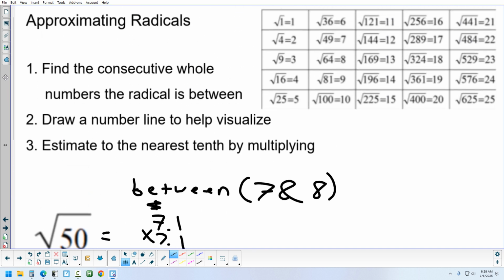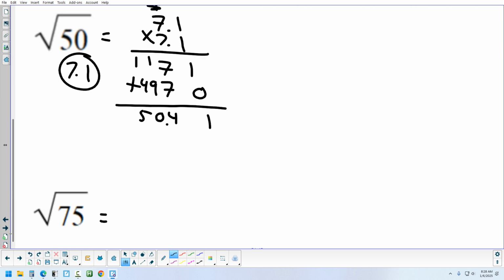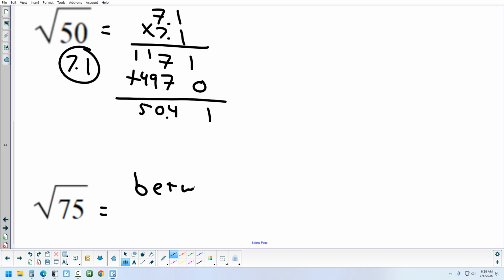So let's look at 75. What times what? Or what times itself is smaller than 75? Anybody see the 8? Yeah, so 8 times 8 is 64. And then 9. So I don't know exactly, but it's between 8 and 9. I might guess like 8.7. Try 8.7 times 8.7 and see how close you are. That's how you estimate a square root by hand. That's it.